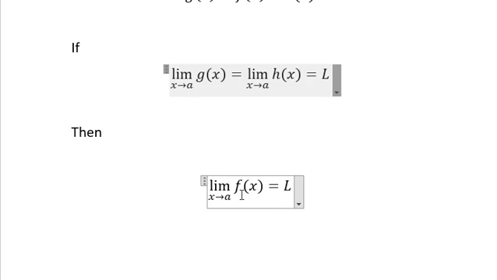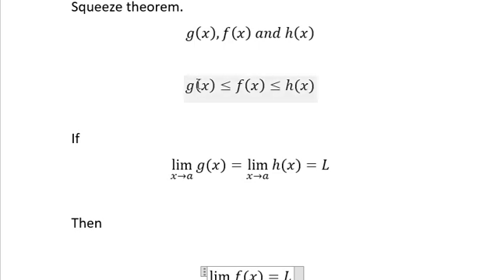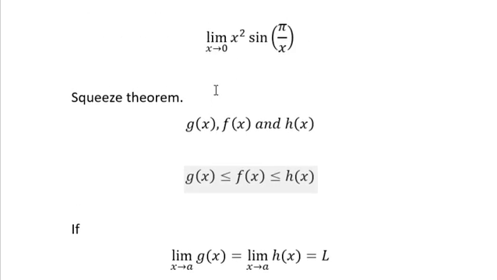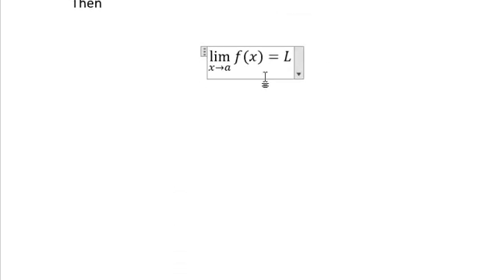It's called the squeeze theorem because both functions g of x and h of x are squeezing f of x in a way that all the three limits will be the same. So that's what we need to find: two functions, g of x and h of x, such that they will be less than or equal to and greater than or equal to our given function x squared sine of pi divided into x in an interval that contains x equals 0. So let's try to figure it out.